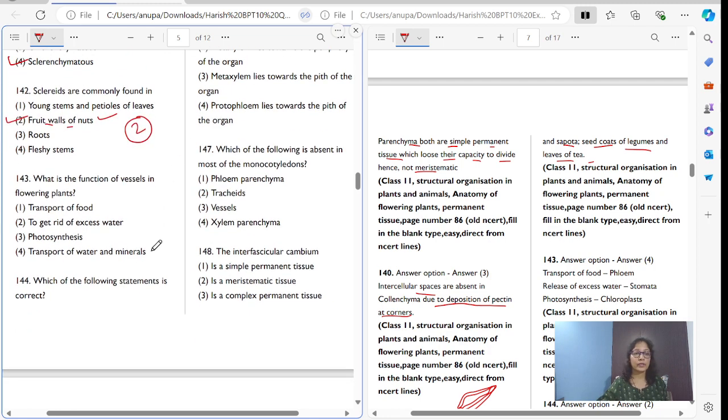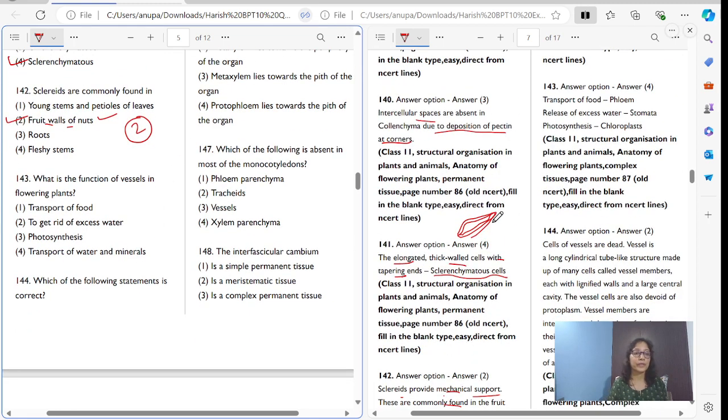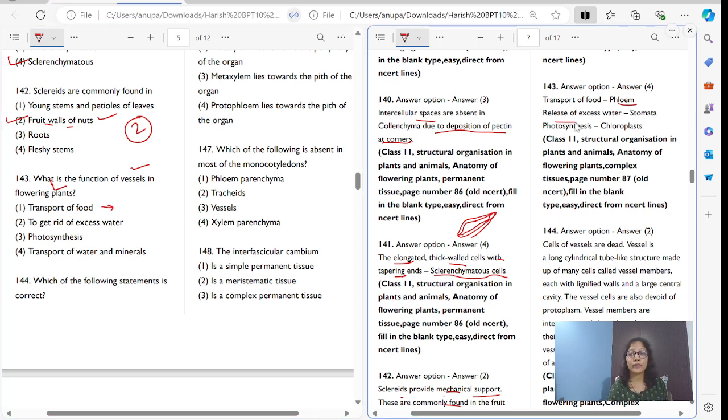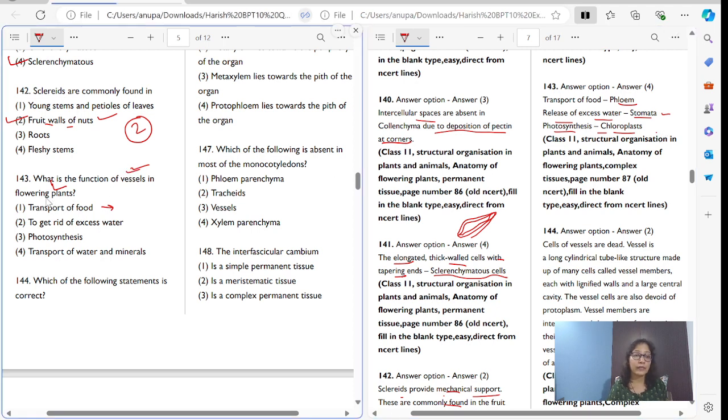Now, let's move to the next question, that is question number 143. It says that what is the function of vessels in flowering plants? Means what is the function of vessels in flowering plants? So we know that transportation of food is done by phloem and release of excess water takes place through stomata, and the photosynthesis is done by the chloroplast. So the function of vessel in flowering plant will be to transport the water and minerals. So the correct option is option number 4.